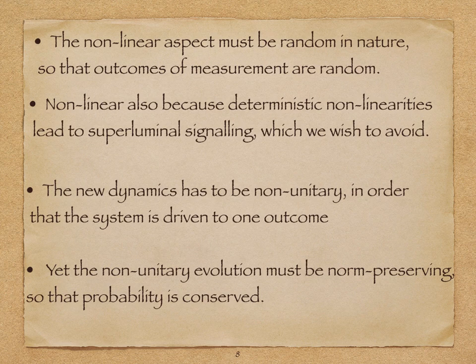Now, in general, if you introduce non-unitarity in the dynamics, it violates norm preservation. But norm preservation is essential for the Born probability rule to come out. So the non-unitary evolution must be norm preserving. And there are very special conditions under which that can be done.